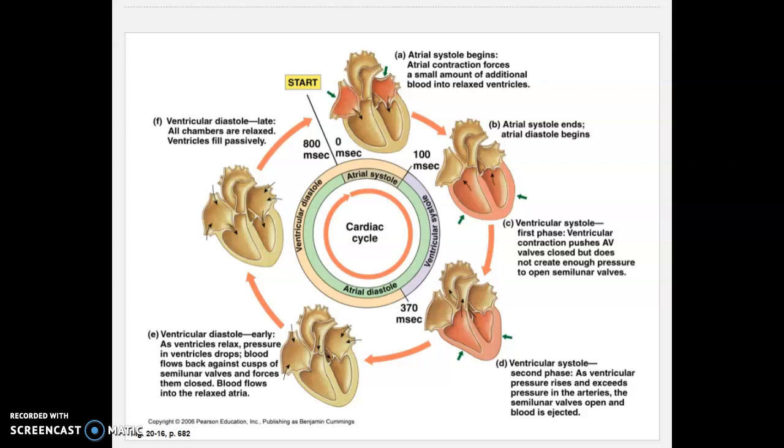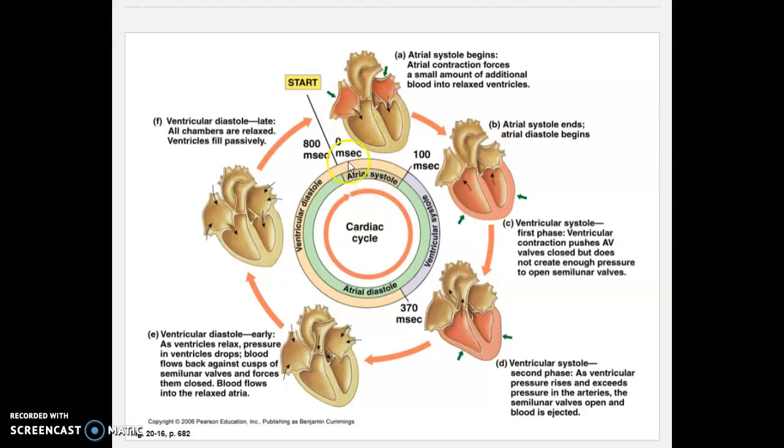One of the important topics we need to talk about is the cardiac cycle. Of course, the cardiac cycle is all the events that occur during one heartbeat. And we divide the cardiac cycle into systole and diastole. Systole basically means contraction. Diastole means relaxation. Now remember, depolarization leads to contraction. Repolarization leads to relaxation.